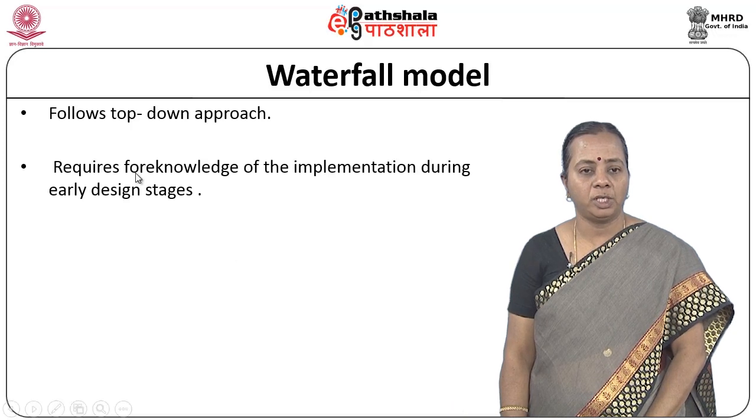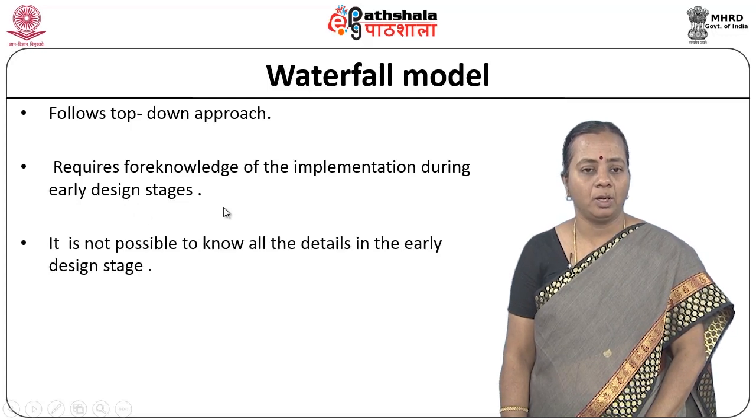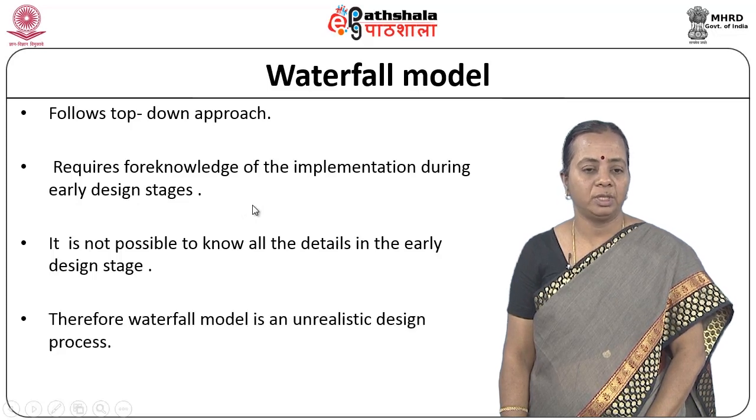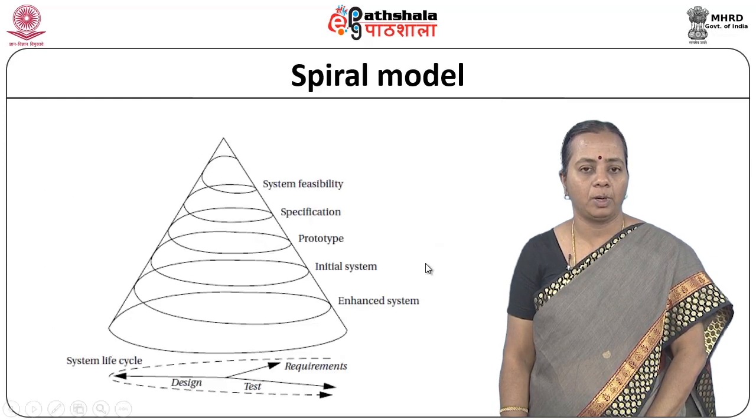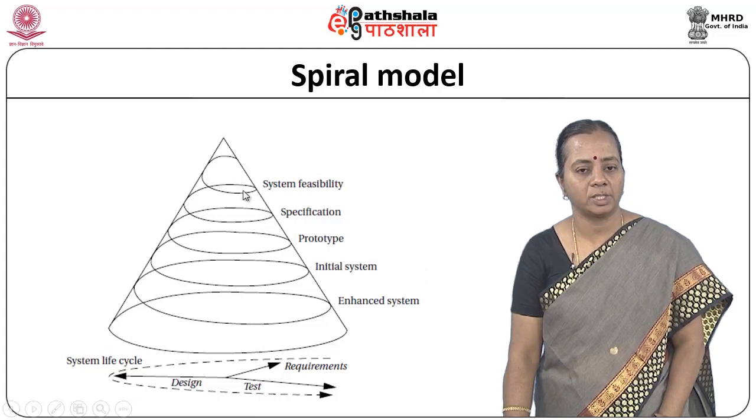So it follows a top-down approach, and it requires prior knowledge of the implementation during early design stages. So it is not always possible to know all the details in the early design stage. Therefore this particular model, the waterfall model, is an unrealistic design process. So people are going towards the next design, which will rectify these problems. So they went towards the spiral model, where it looks like a spiral.